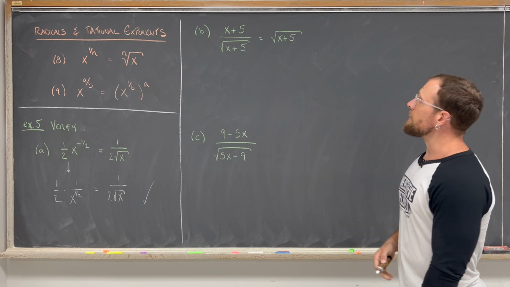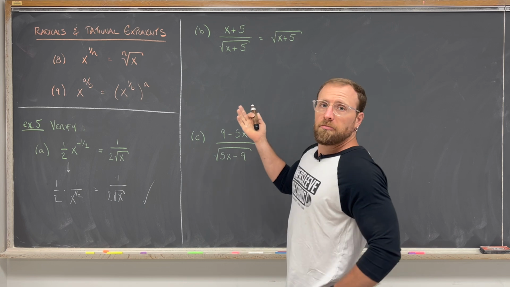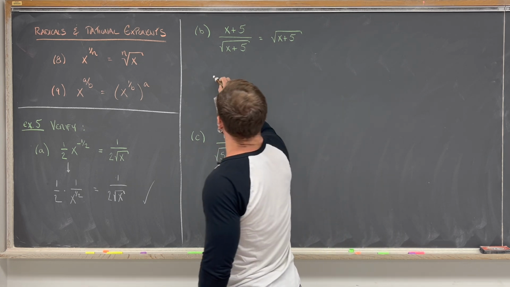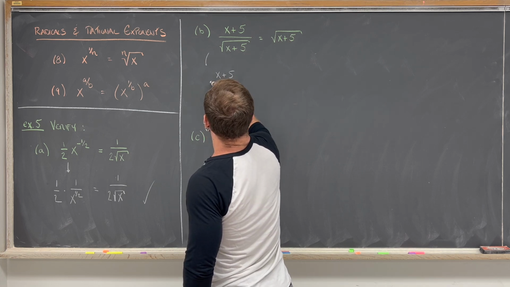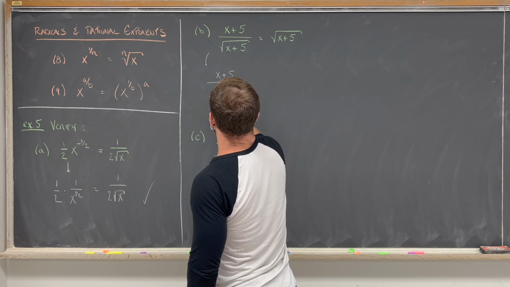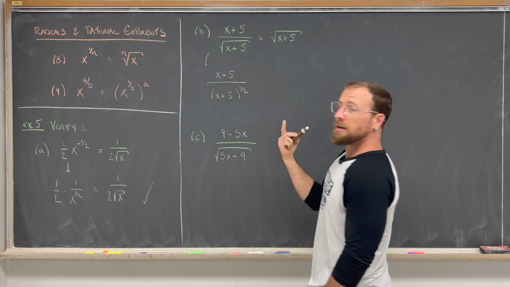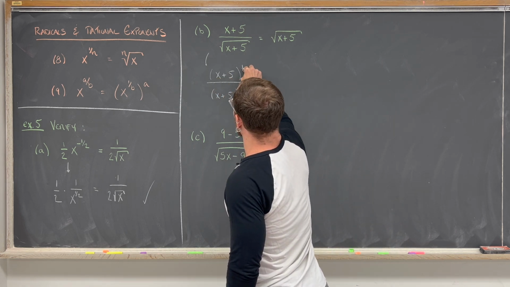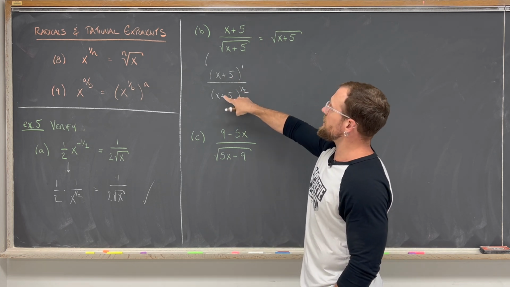What's going on over here? Well, maybe we can figure this out or verify that the left is the same as the right using exponents. So let's switch notations. Let's write this as x plus 5 divided by x plus 5 to the 1/2 power. Now, the numerator is x plus 5. You can think of that as x plus 5 to the 1st power. Nothing wrong with that. So there's a base of x plus 5 upstairs and downstairs.